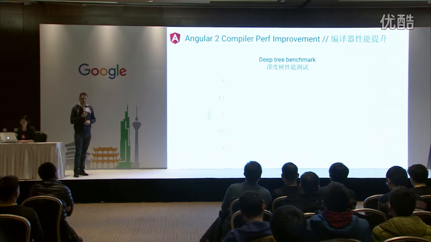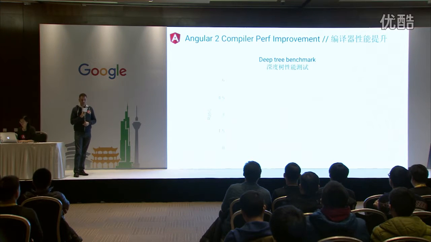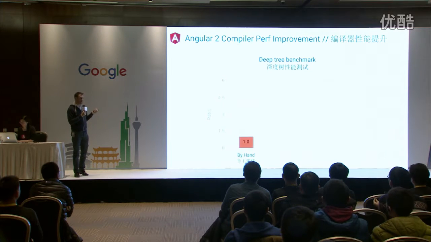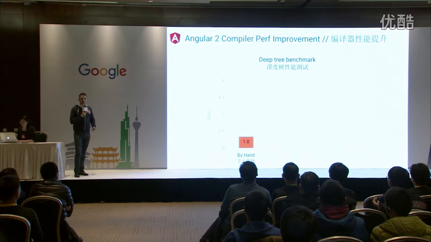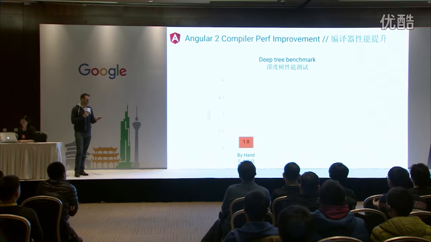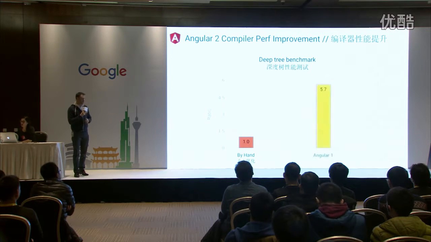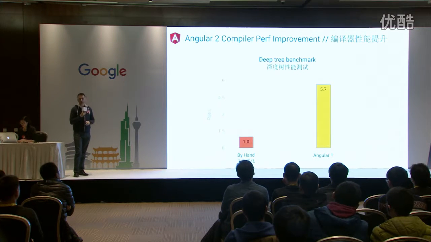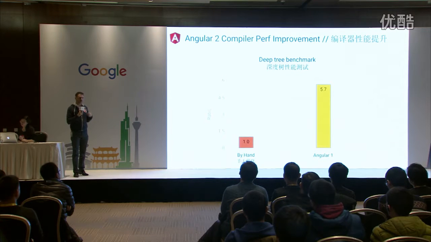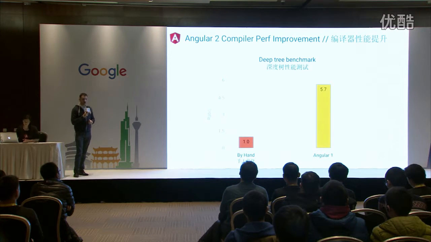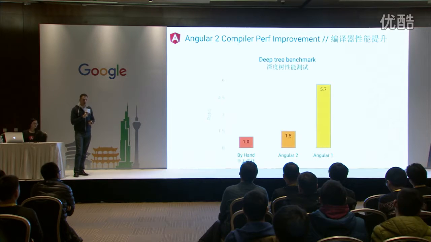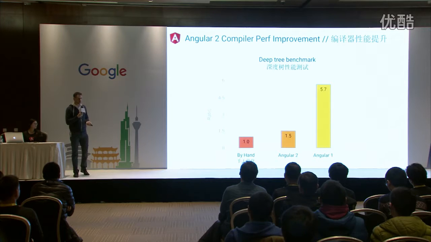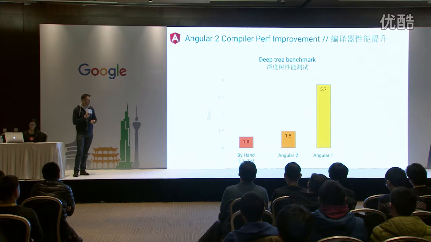One of the ways that we measure performance is we have what we call a deep tree benchmark. So you've got a large tree with a lot of nodes on it. And so we built a version of this application using pure JavaScript, and we called that the baseline. And then we went back and built the same application using Angular 1, and it took about 5.7 times as long to run the change detection and to run this application. And then we built the same application in Angular 2, and it takes about 1.5 times as long as that hand-optimized JavaScript without any sort of optimization in the Angular 2 world.